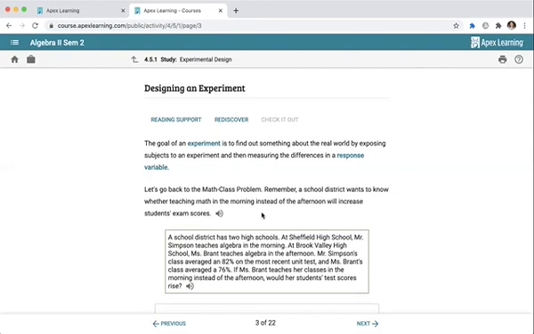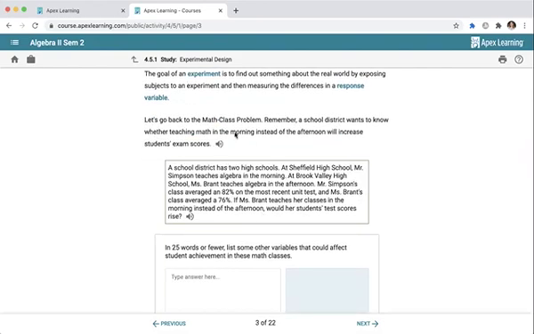So again, if we go and look at this math class problem, the school district wants to know whether teaching math in the morning instead of the afternoon will cause an increase in student exam scores. The district has two schools here. Mr. Simpson teaches algebra in the morning, while Miss Bryant teaches algebra in the afternoon. Mr. Simpson's class has an average of 82, and Miss Bryant has an average of 76. Okay. So if Miss Bryant teaches her class in the morning instead of the afternoon, would her test scores rise?